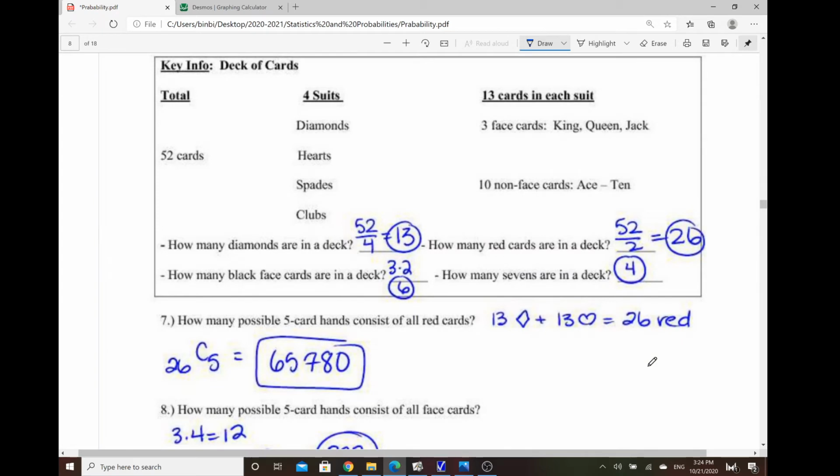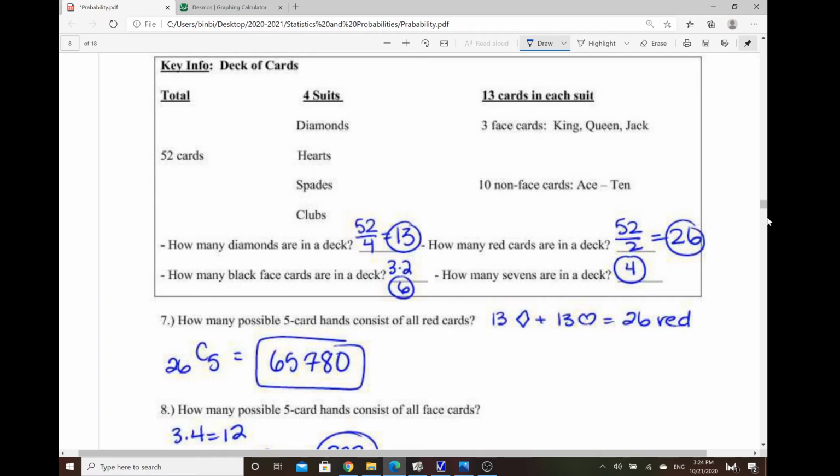So one of the classic examples is the deck of cards. In total we have 52 cards, and we don't include the jokers. There are 4 suits: diamonds, hearts, spades, clubs. And then 13 cards in each suit: 3 face cards, king, queen, jack, and 10 non-face cards, ace to 10.